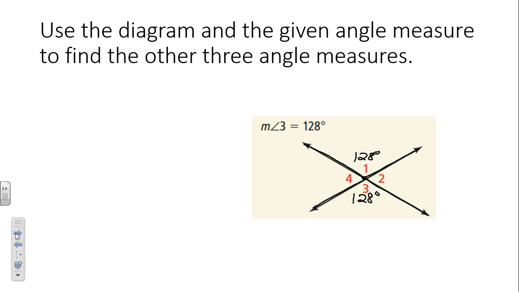Okay. So which one do we want to pick next, Logan? You want to find 2 or 4 next? Okay, angle 2. How is angle 2 related to angle 1? Good. They're going to add up to 180 because they are a linear pair. Good. They're supplementary. All right. So we're going to take 180 and subtract 128. And what do we get? 52. So if angle 2 is 52, what do you think angle 4 is? 52.